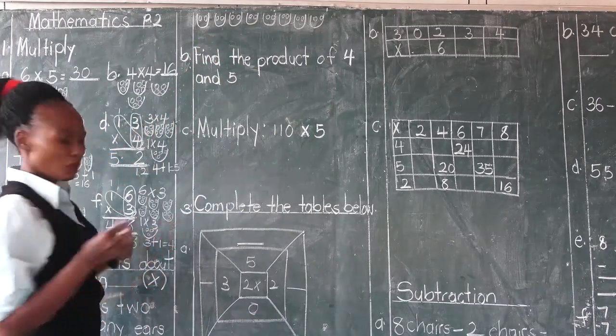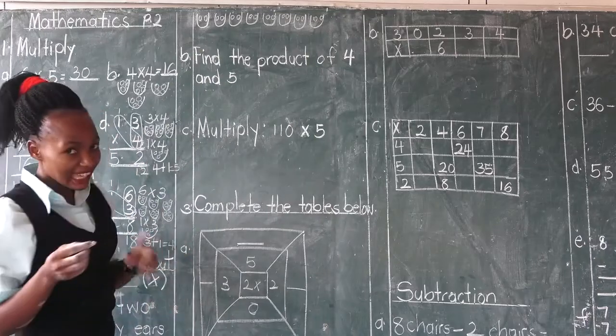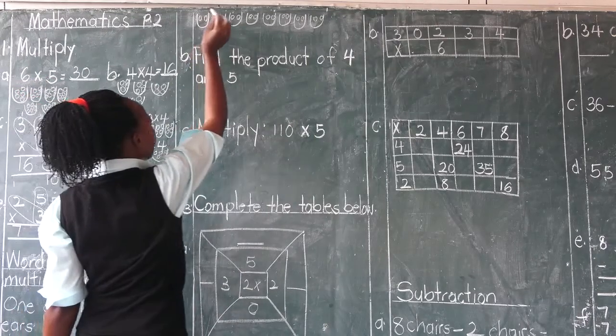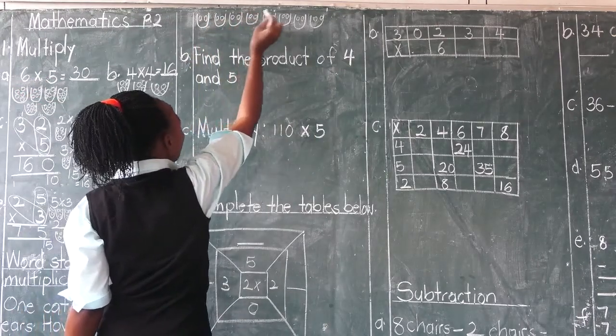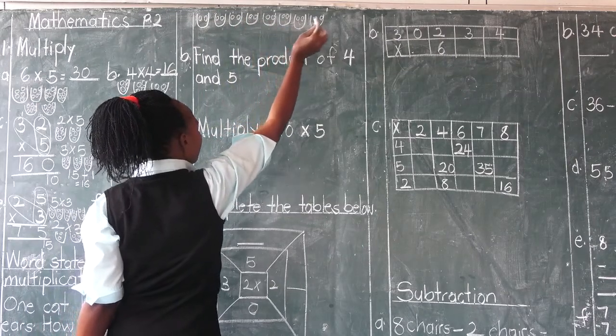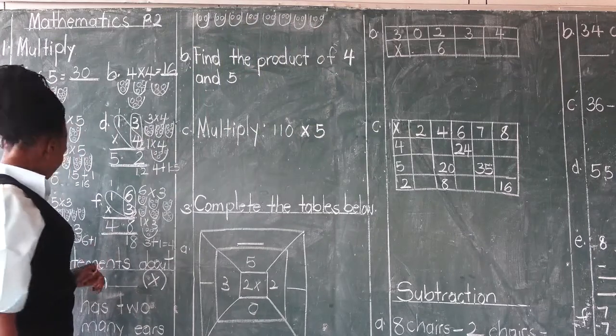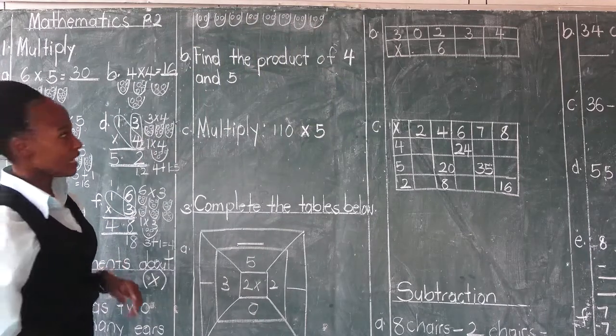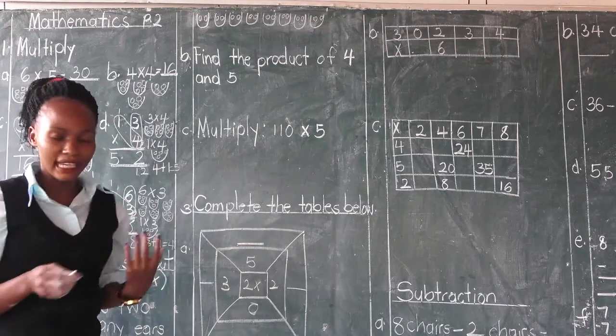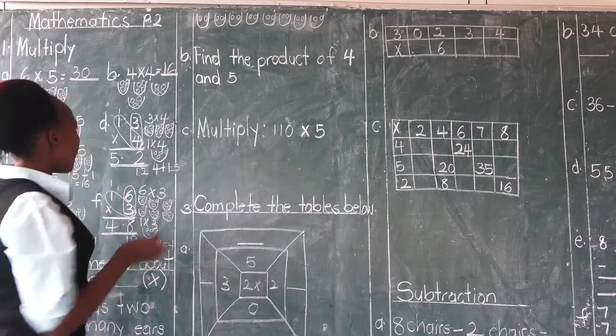Let's count and see whether we've drawn our 8 cats. 1, 2, 3, 4, 5, 6, 7, 8. Now, those are our 8 cats. Now, let's count the ears for those 8 cats. Then the answer we get, that will be our answer.